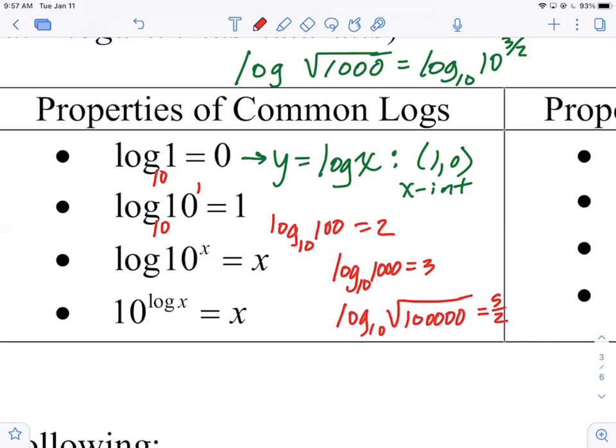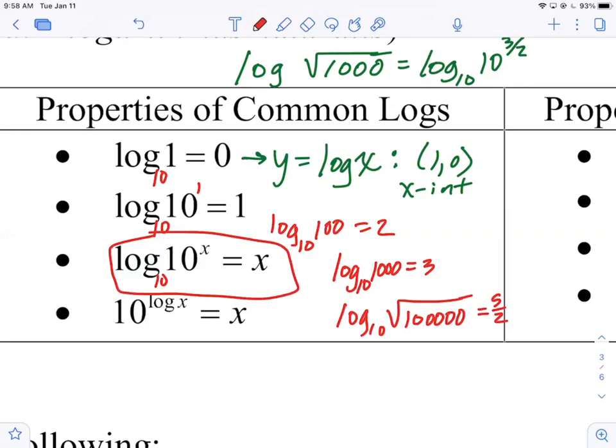So in general, this is what we're looking at. Log base 10 of 10 to the x is x for any x. And again, if you want to write the 10 there, just so you can see it, log base 10 of 10 to the x is x for any x. x could be a number, x could be an expression. What that does is it locks in the inverse nature of logging base 10 and exponentiating base 10.